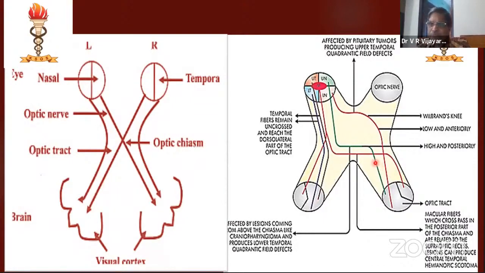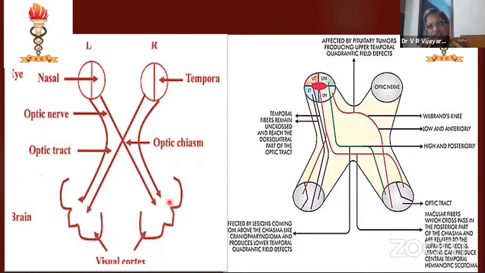One more important point I will tell you. Any fiber coming from the upper retina maintains its upper relation throughout the visual system. It cannot change. Lower retina remains lower only throughout the visual system. They cannot go up. If you understand this, you can easily pinpoint all the problems.